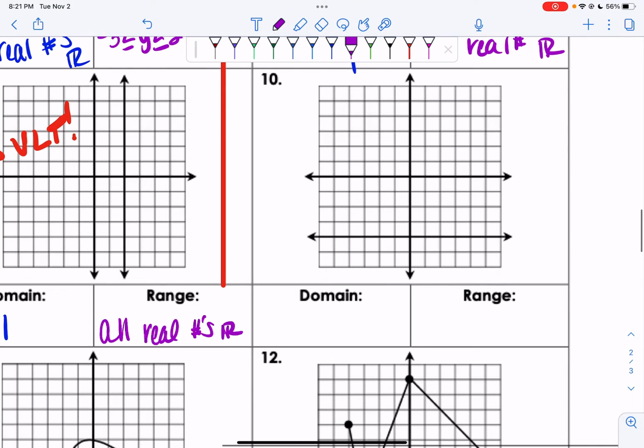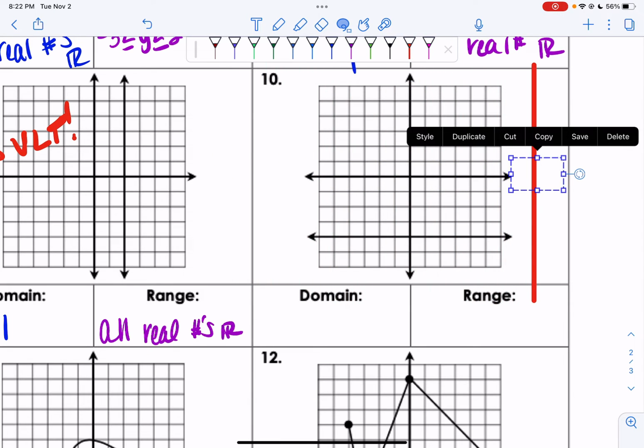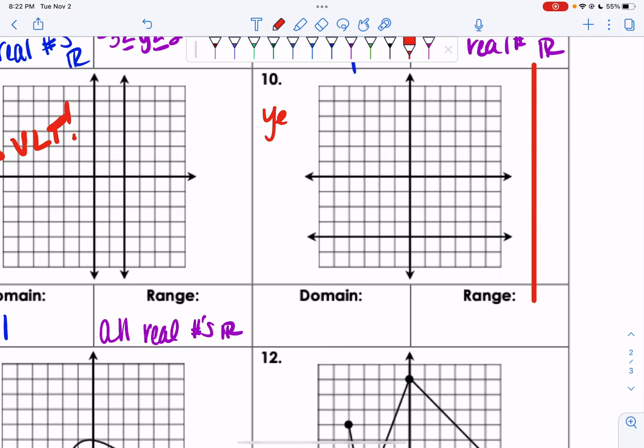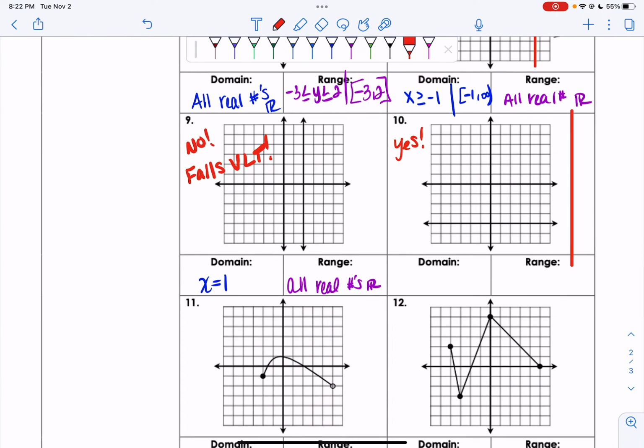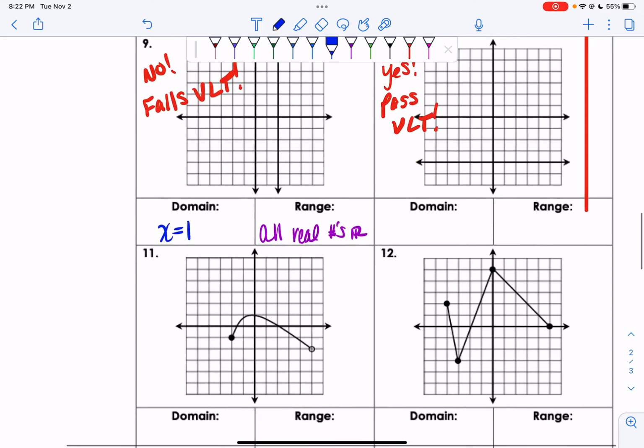Number 10. If you look, you might think this isn't a function, but you'll be surprised. I always hit my graph once. This is a function. Now your domain, I have all these values and they give me answers. So my domain is going to be all real numbers.